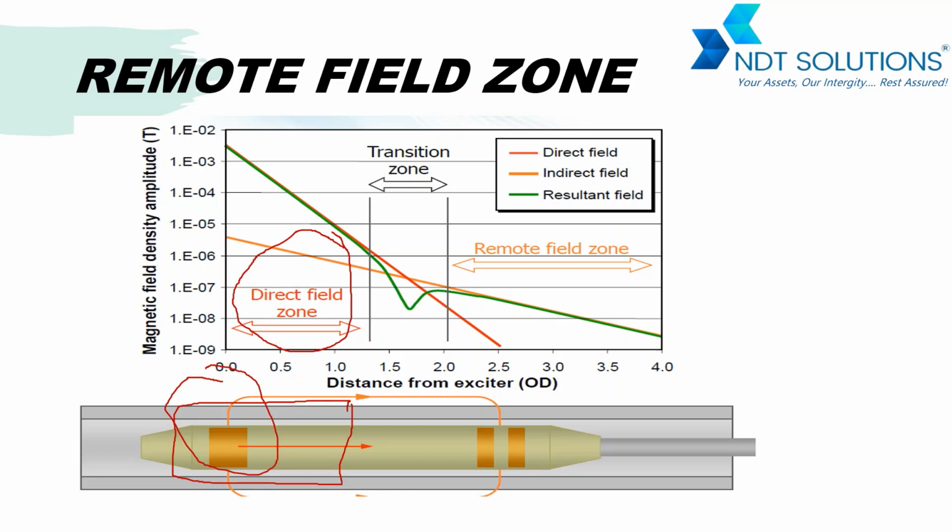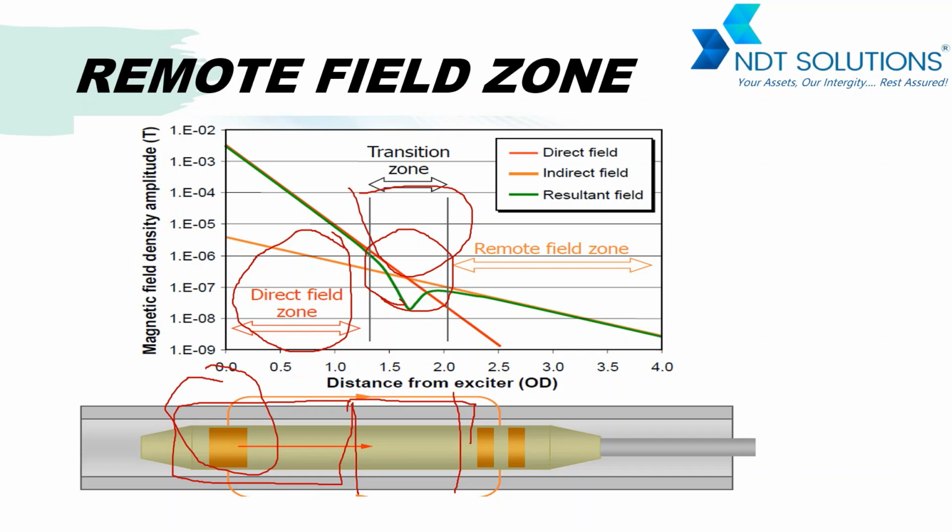Later on, if we go a little bit further, this is our transition zone. This is called the transition zone. From here to here there is a transition zone where all three magnetic fields intersect. So again there is no homogeneity and we cannot follow a similar path. For this reason we cannot use it for the inspection.